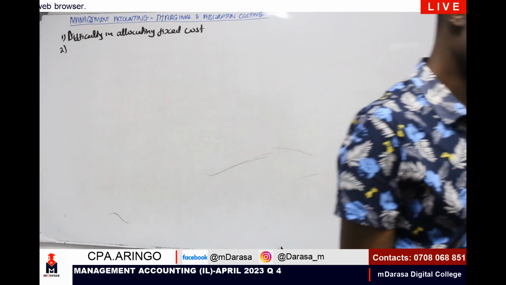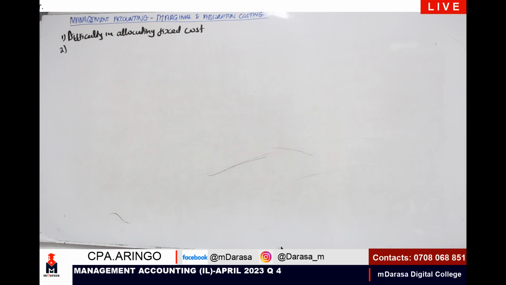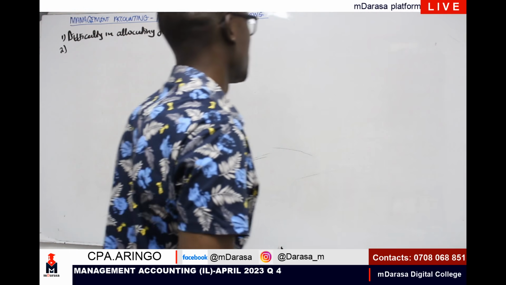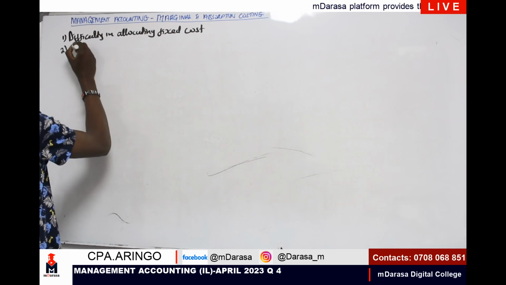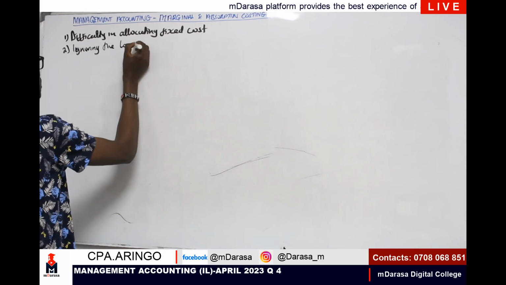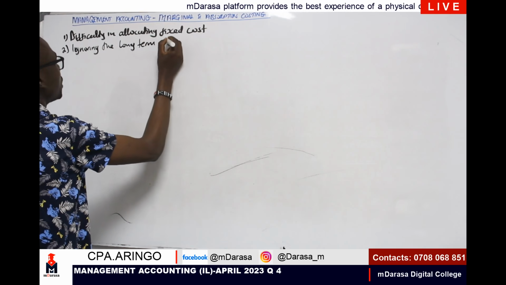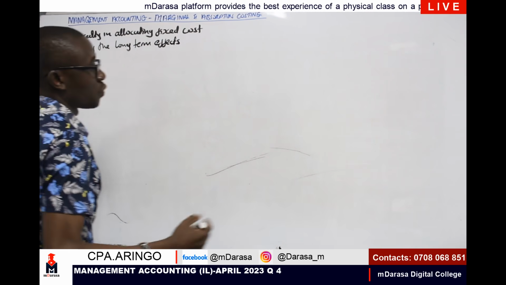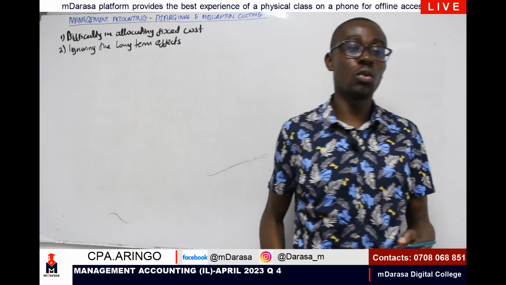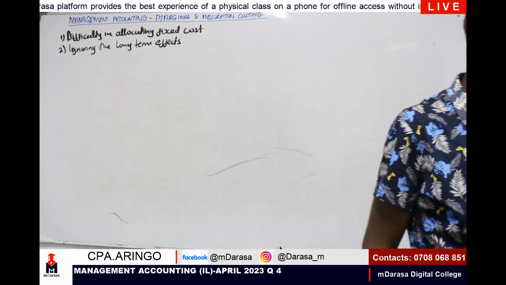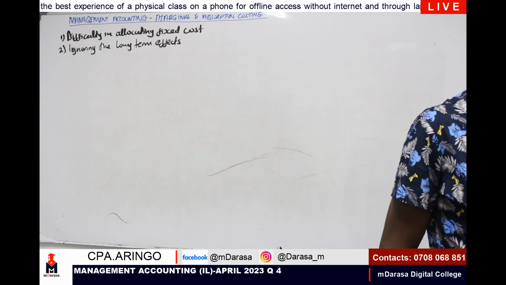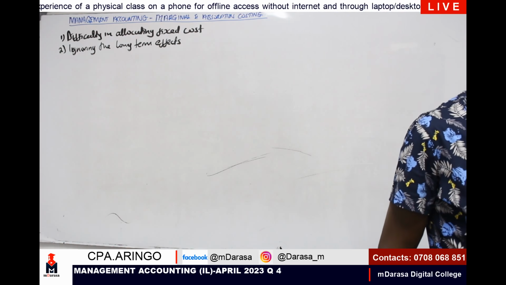Number 2 limitation, my good students, we normally talk about is that marginal costing ignores the long-term effects. This is what I want us to understand. This is a limitation because marginal costing only focuses on short-term costs and ignores the long-term effects of business decisions.